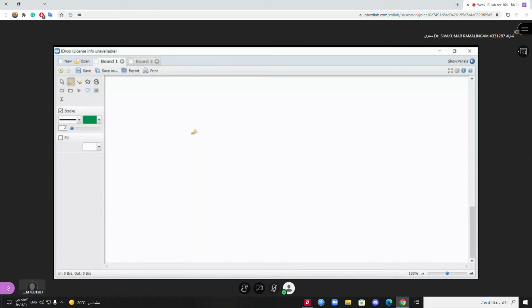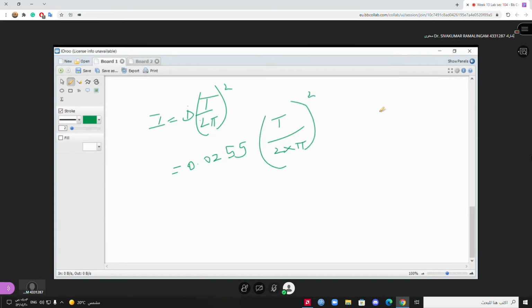Only one formula we have for I in this experiment. What is that? d T over 2 pi whole square. This is the formula, and this is constant, 0.0255. Substitute the value of T, 2 into pi square. If you substitute the value of T, you will get the corresponding moment of inertia. If you substitute the T for the sphere, you will get the moment of inertia of the sphere. If you substitute the value of T for the cylinder, you will get the moment of inertia of the cylinder. Clear?